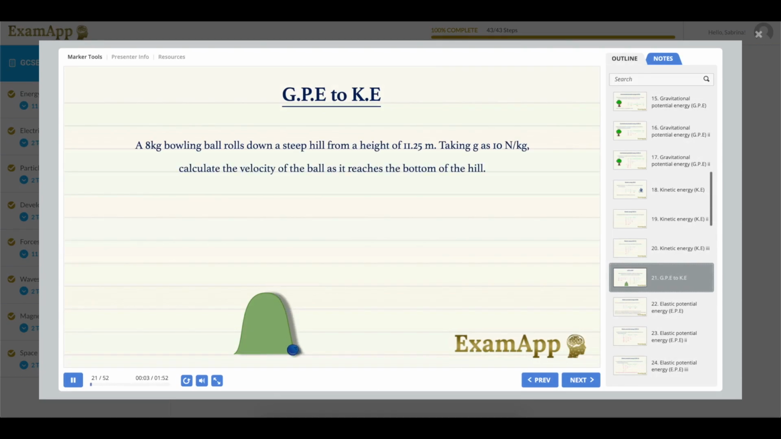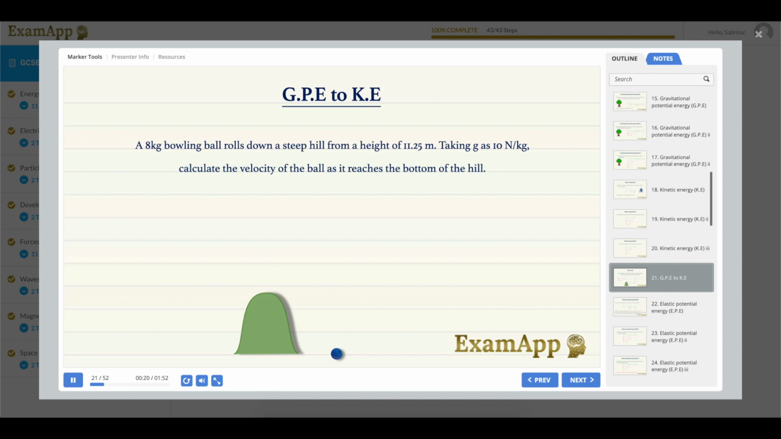An 8 kilogram bowling ball rolls down a steep hill from a height of 11.25 meters. Taking g as 10 newtons per kilogram, calculate the velocity of the ball as it reaches the bottom of the hill. This question has two parts.